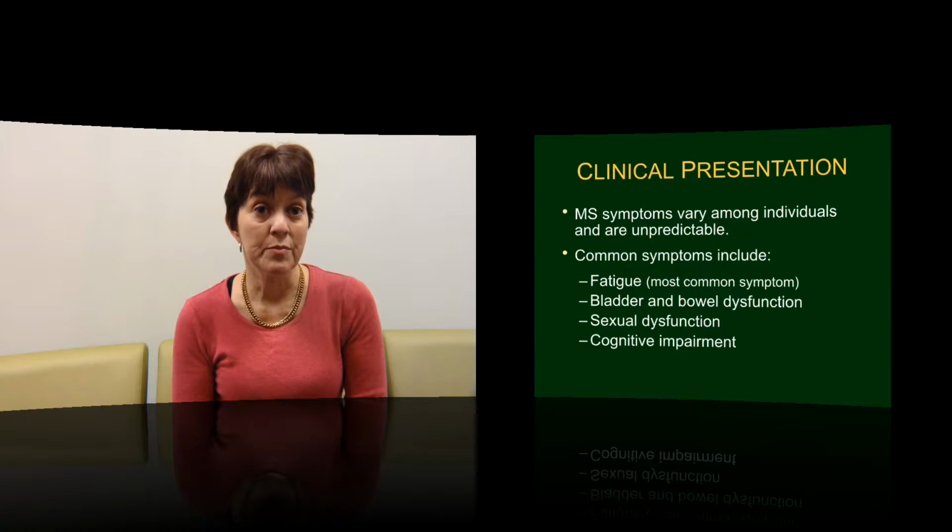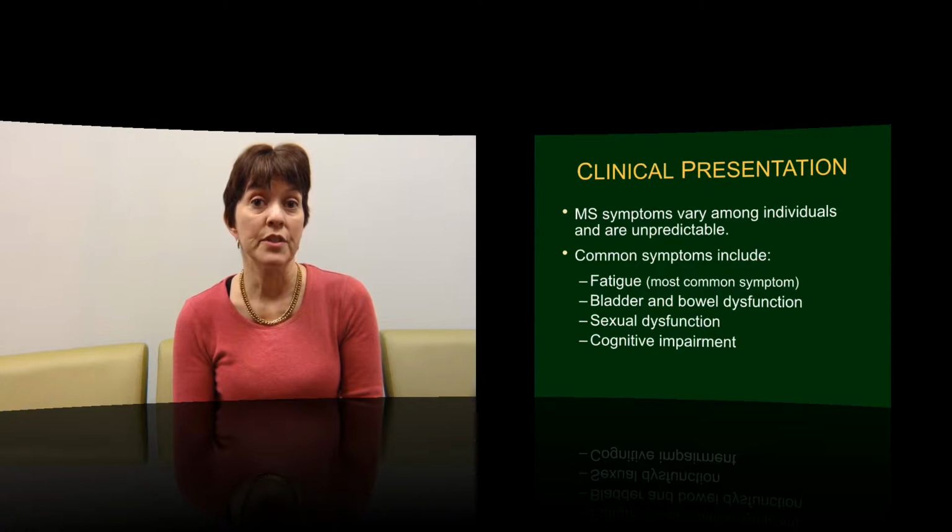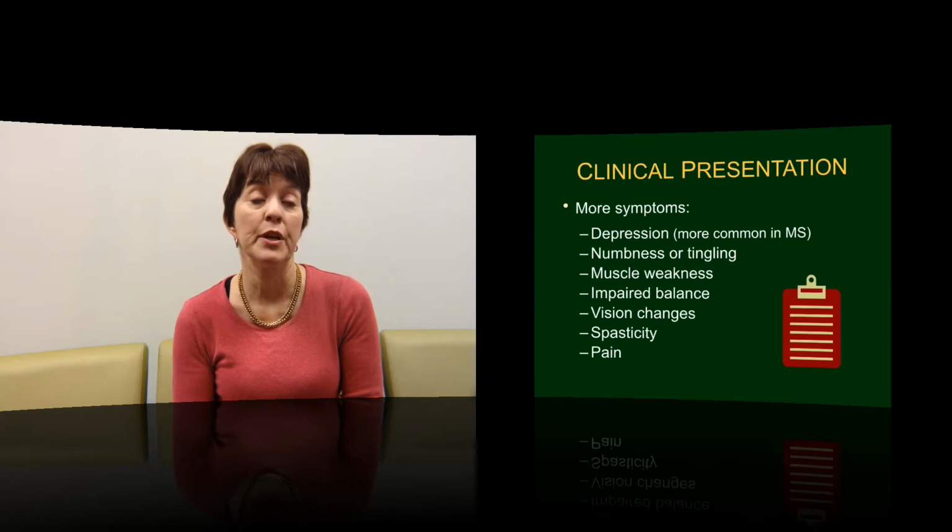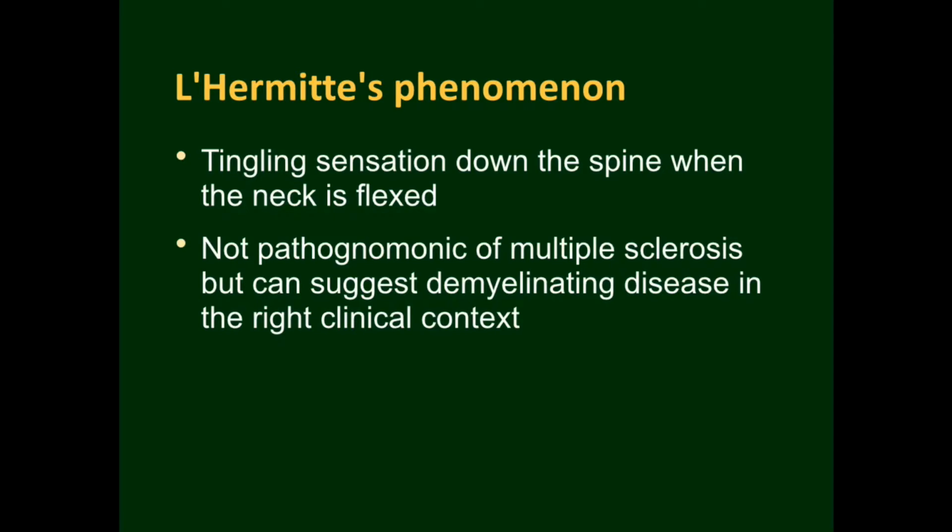Multiple sclerosis symptoms are quite variable among individuals. Some of the more common symptoms include fatigue, bladder and bowel dysfunction, sexual dysfunction, cognitive impairment. Depression is quite commonly reported. Numbness, tingling, weakness, impaired balance, vision changes, pain. Lhermitte's phenomenon is a tingling, shock-like sensation down the spine, usually experienced when the neck is flexed. This phenomenon is not pathognomonic of multiple sclerosis, but in the right clinical context, it can suggest demyelinating disease.